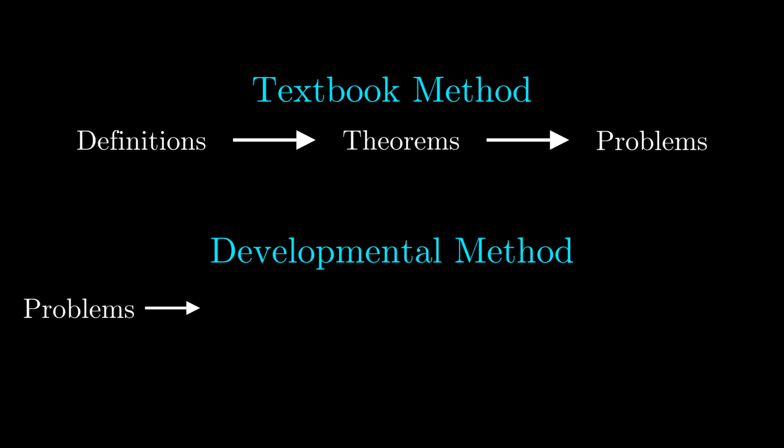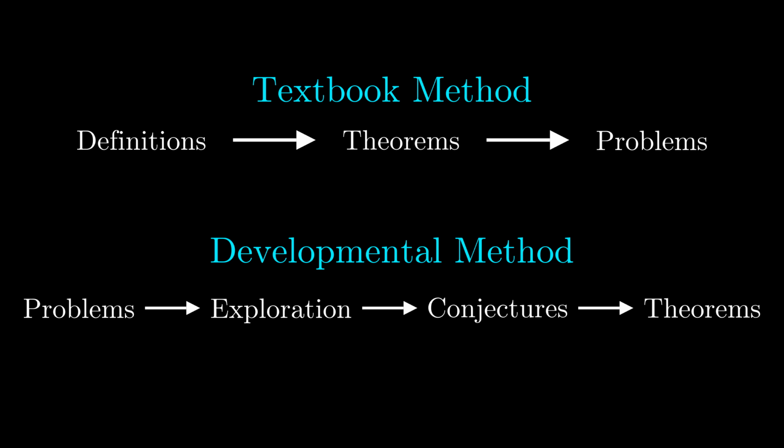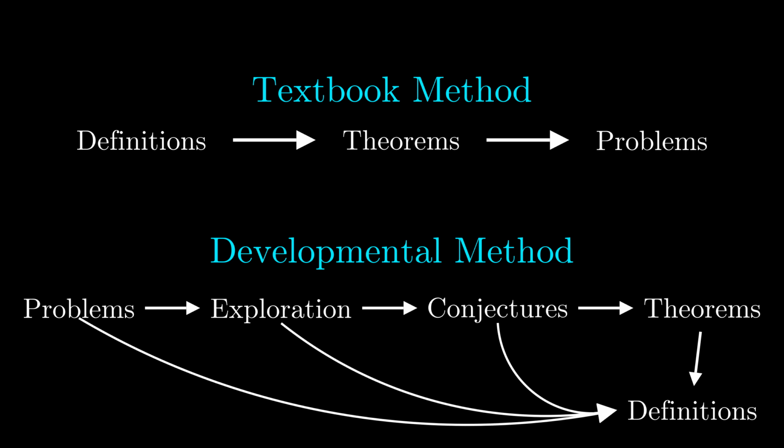While trying to solve this problem, we start exploring the situation surrounding the problem. During this exploration, we might find a possible solution to our problem, which we then try to prove. If the proof works out, we have a new theorem. All throughout this process, new and original concepts might pop up, and trying to formalize these concepts leads to new definitions. As we can see, the two methods have an entirely different process in presenting the material. The order of the developmental method is almost the complete opposite of the order of the textbook method.